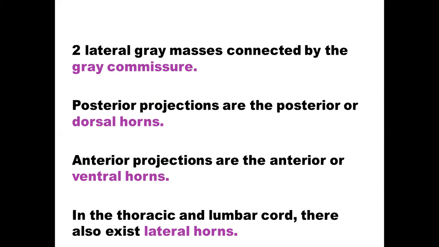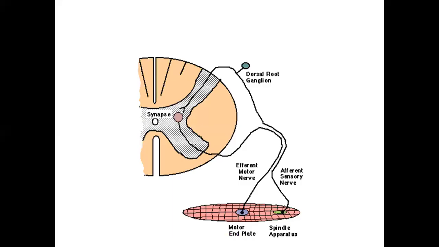So in the spinal cord, we have two lateral gray masses connected by gray commissure, and posterior projections are the posterior horns, and anterior projections are called the ventral horns or anterior horns. In the thoracic and lumbar region, there also exist lateral horns. These lateral horns contain the autonomic nuclei. And anterior horn contains motor nuclei, and posterior horn has sensory nuclei.